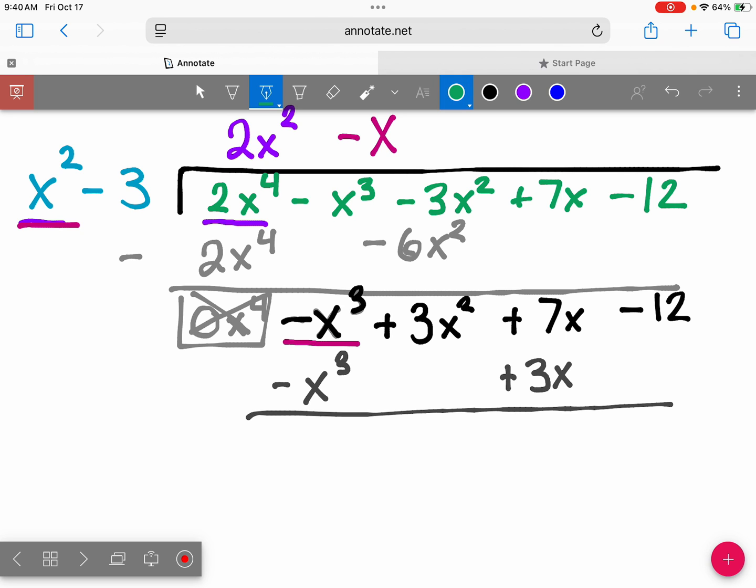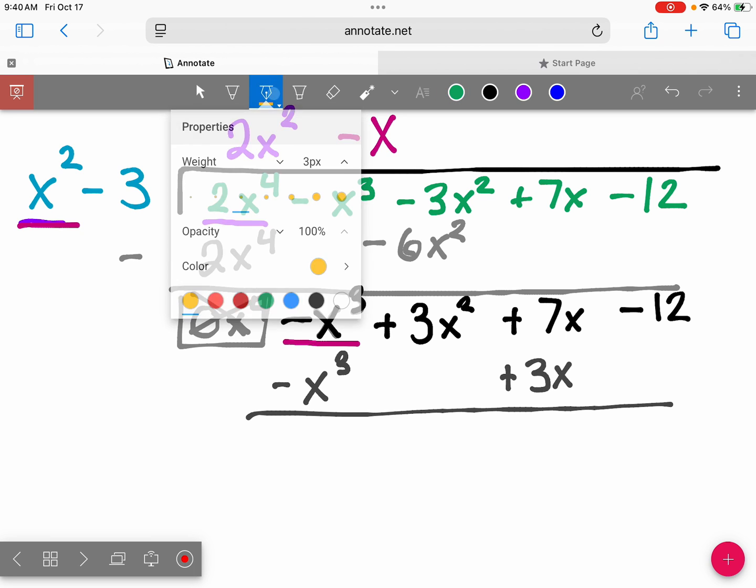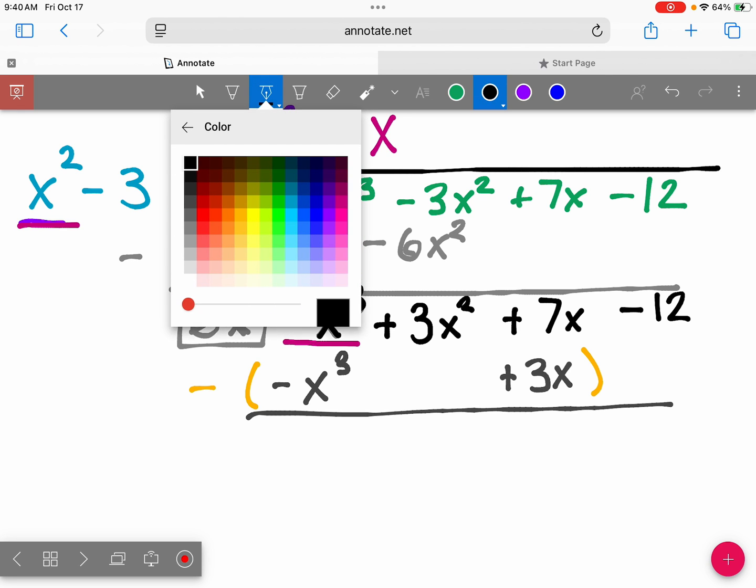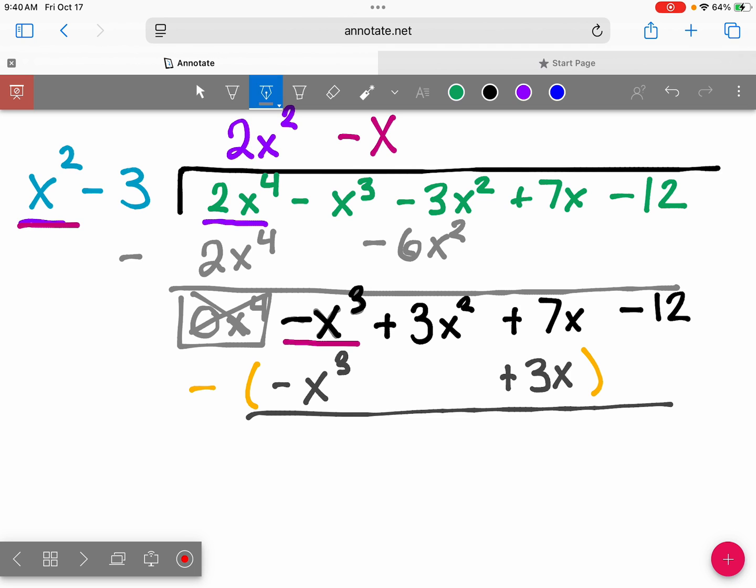Then we need to remember that we need to subtract this whole row. Subtract everything. So my x cubed minus negative x cubed, we get our 0x cubed. That first term cancels out as it should. Again, if the first term does not cancel out, something went wrong and we need to stop and figure out what happened.